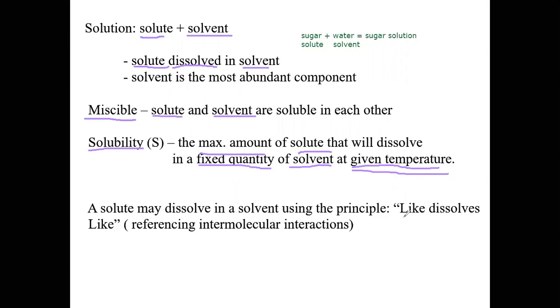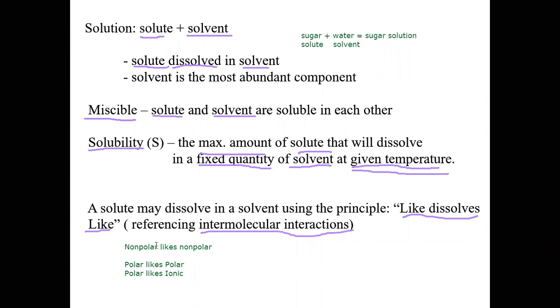And the key principle is like dissolves like. And this is in reference to intermolecular interactions. So what does this mean? It means nonpolar likes nonpolar, polar likes polar, and polar likes ionic. So ionic has similar intermolecular interactions as polar compounds.